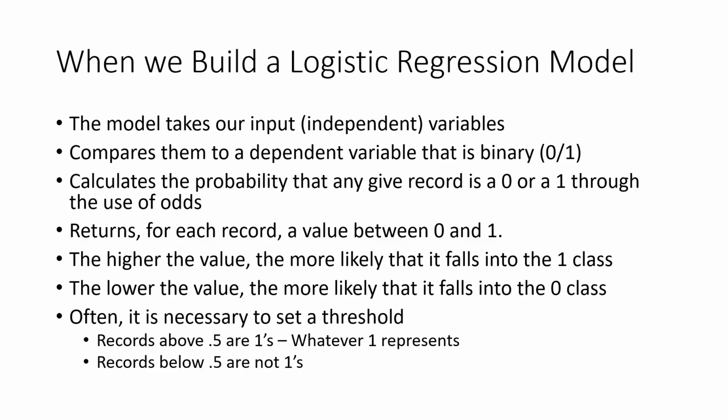I've already talked about the need to set a threshold. Oftentimes it's necessary to set a threshold. Records above 0.5 might become 1s, whatever 1 represents, and records below 0.5 would not, but again, it's going to be largely up to the user to set that threshold.